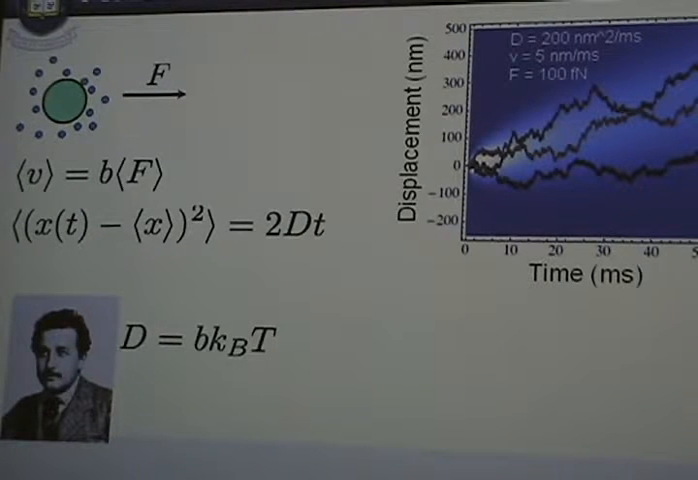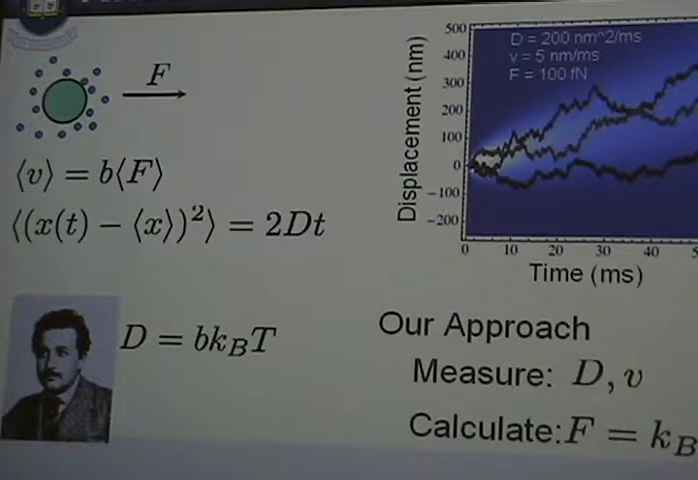So our simple idea for measuring these experiments is, well, why don't we just take a system that's being forced, take lots of statistics, measure the average velocity, measure the diffusion coefficient. If you measure the velocity and the diffusion coefficient and use Einstein's relationship, then you can basically cancel out what can generally be an unknown mobility factor to calculate the force just by looking at the drift and the diffusion of the object.